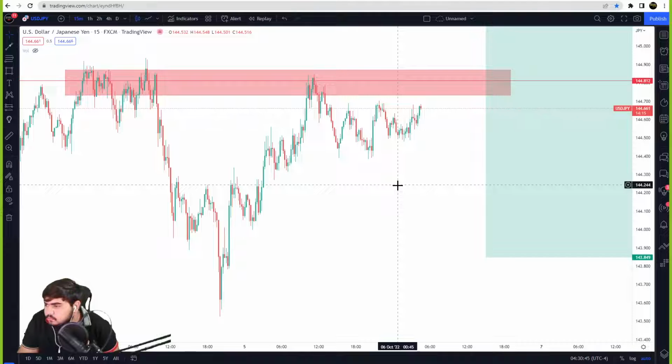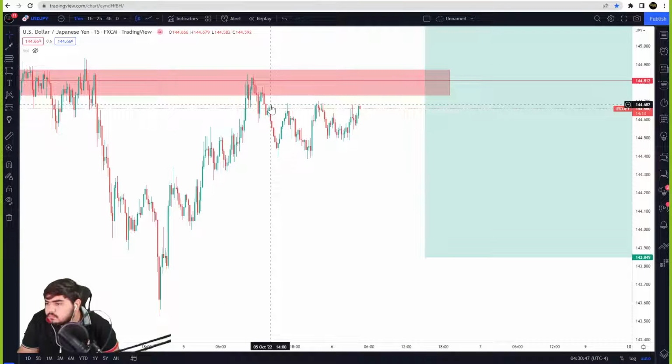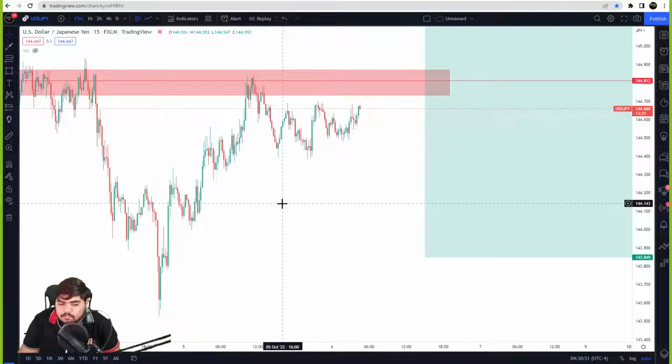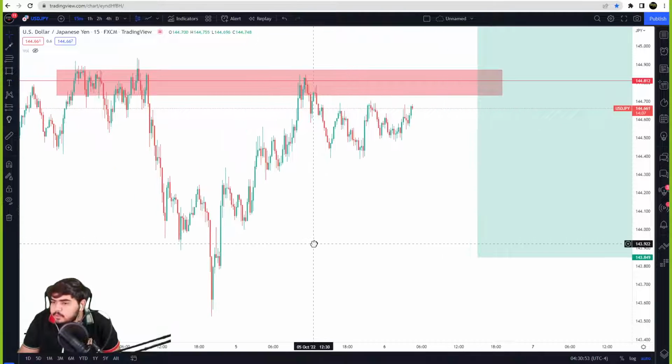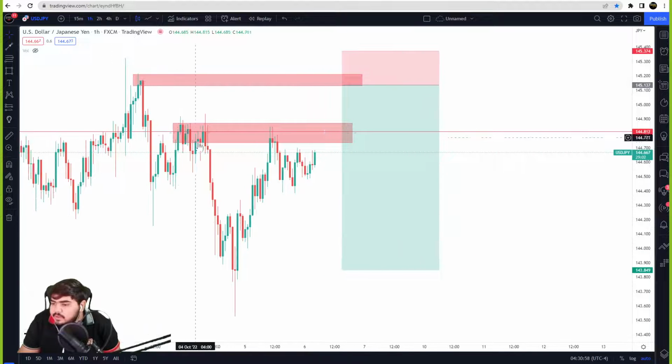It might drop from the current price, or maybe a bit higher from the current price around this area. Yeah, it's quite possible. Sure, quite sure. Definitely, it's possible, because this is a key level as well.